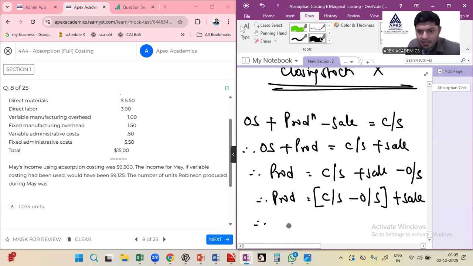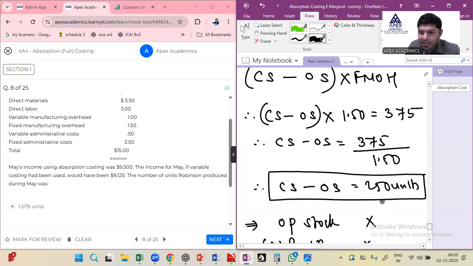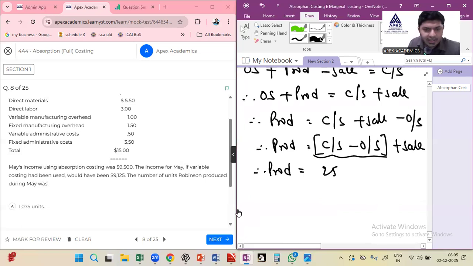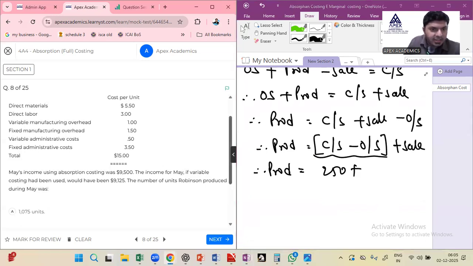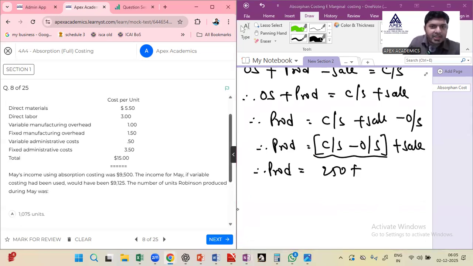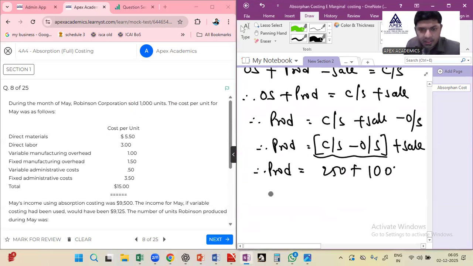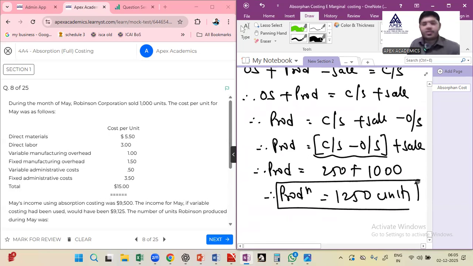Therefore, production is equal to, now what is closing stock minus opening stock? I already calculated the answer to be how much? 250. So I'll write down over here 250. And in the question, they have given me the sales data, that you have sold 1,000 units. So I'll write over here plus 1,000. Therefore, automatically my production answer is 1250 units.